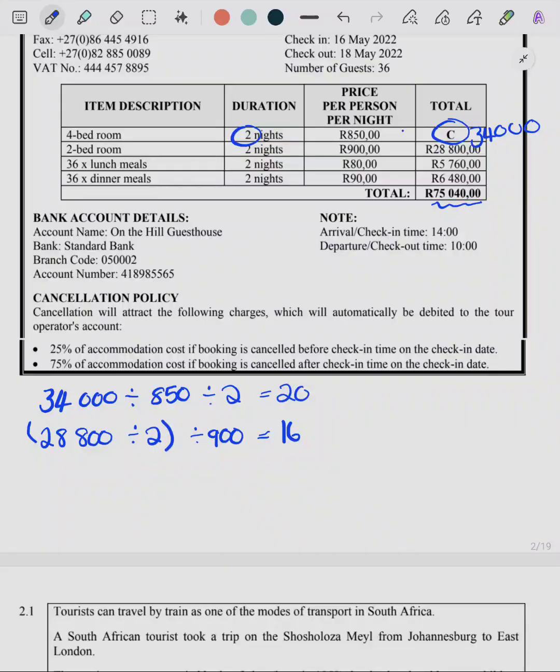The question told us, in simplified form, the ratio 2-bedroom to 4-bedroom. So 2-bedroom was 16, 4-bedroom was 20, and it must be in the order of the question. I can simplify that by dividing both sides by 4, and that will give me 4 is to 5 as my final answer.